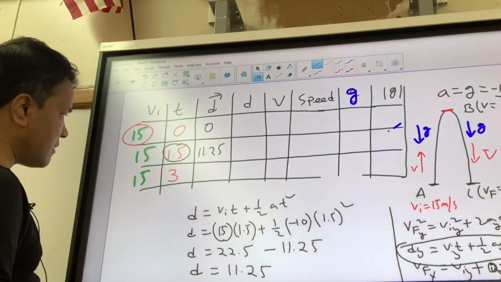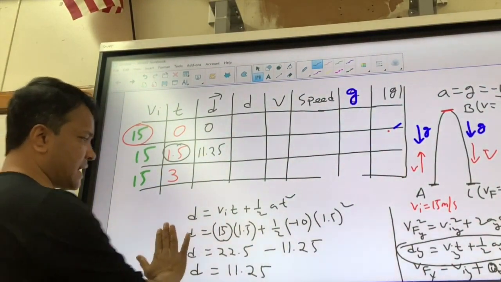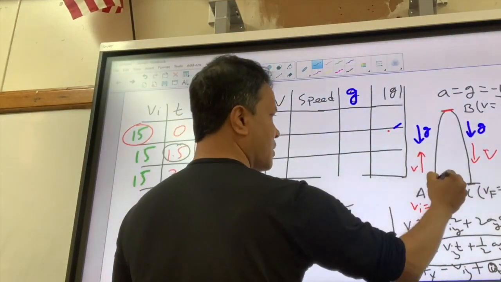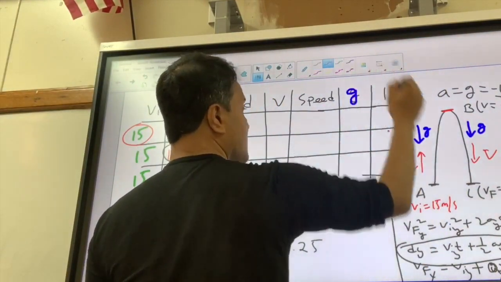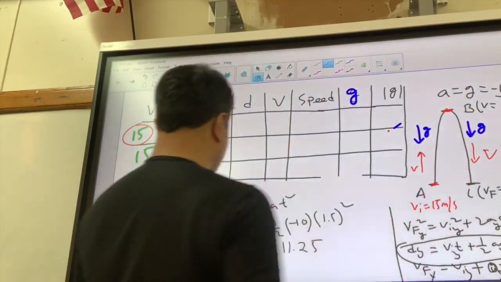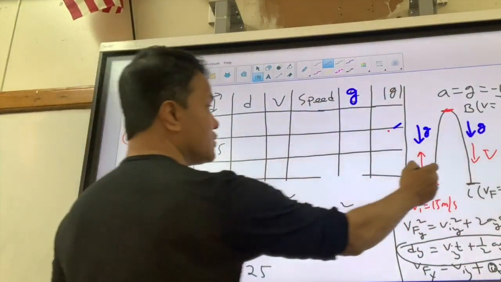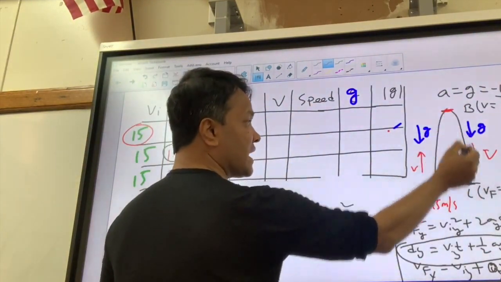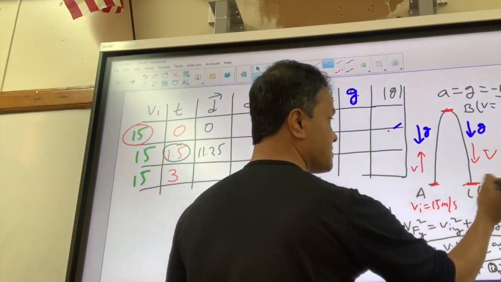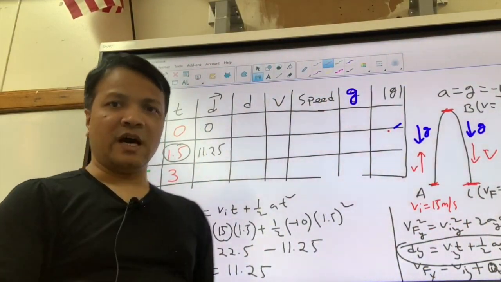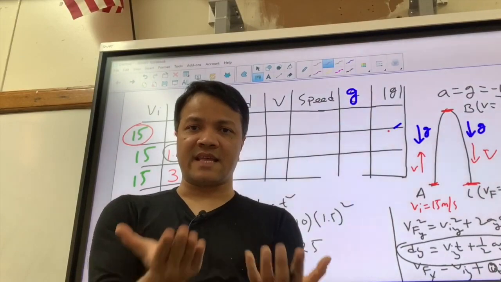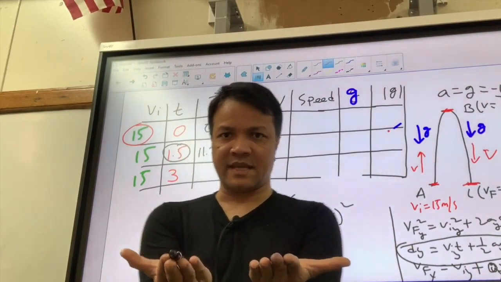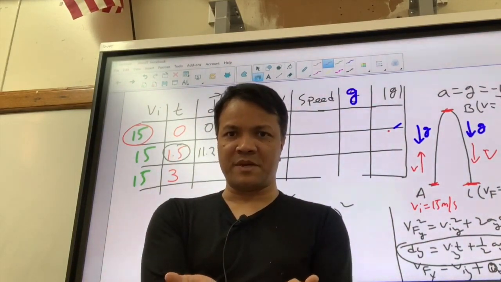Now at 3 second, what happened? What does that mean? From here to here, it is 11.25. This one is positive 11.25, and this one is negative 11.25. So the total displacement is 0, because the ball leaves my hand and comes back at the same height. It leaves, say, 1 meter above the ground, and it comes back 1 meter above the ground.